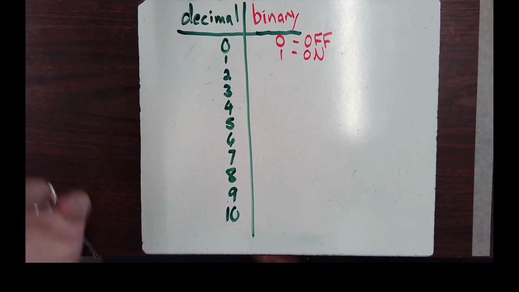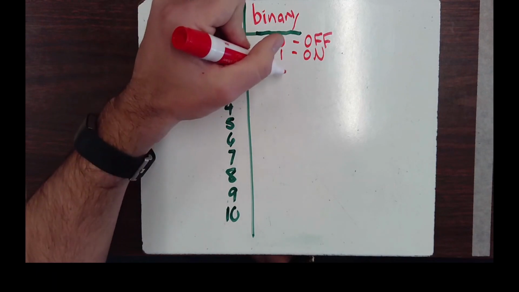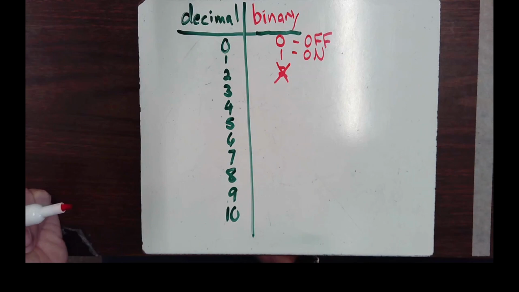But we have now, if you're a computer, run out of digits. There are no more things you can understand. So in binary, we can't go and make the number 2 like that. That does not exist in binary.